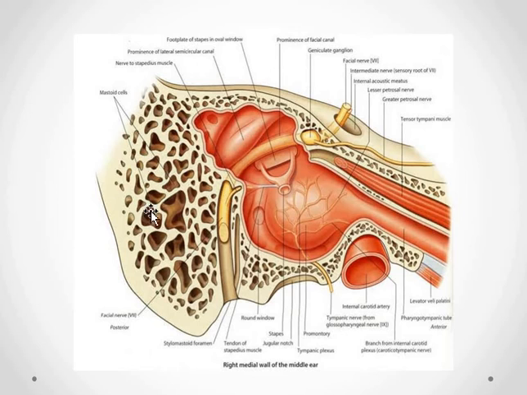Here you can see the mastoid air cells. Here you can see the prominence of the lateral semicircular canal. This is the internal carotid artery. And here lies the jugular bulb.